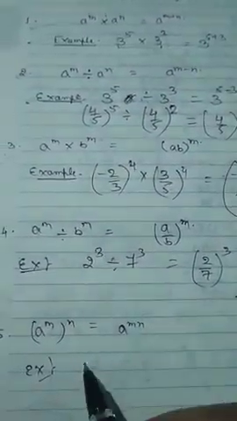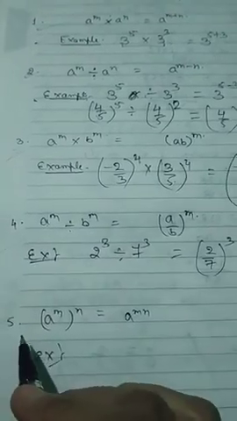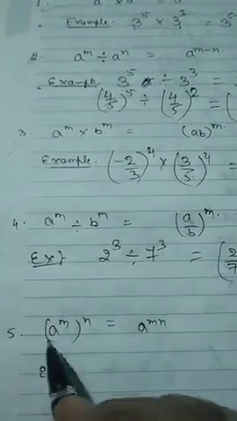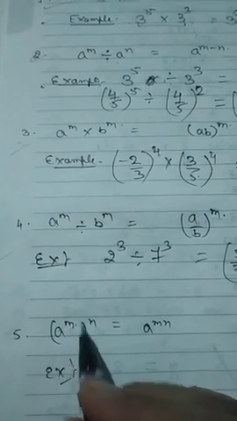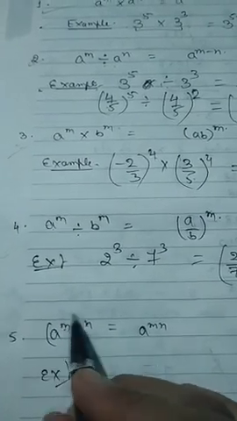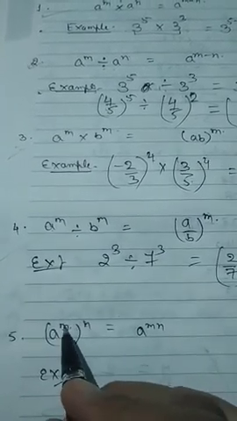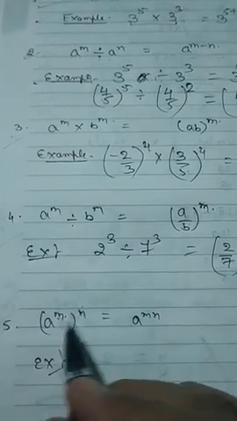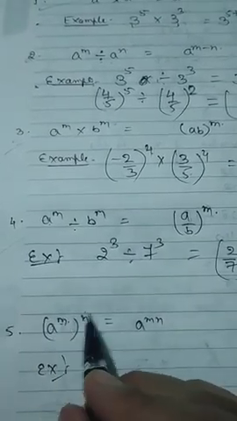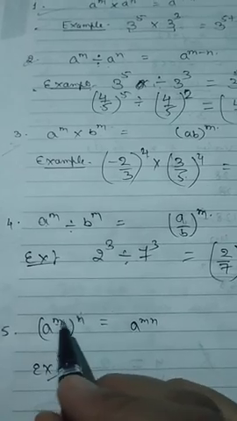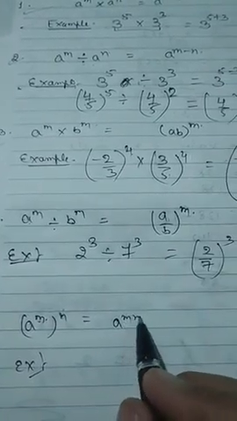Now the next law says that if there is a number like this, A to the power M and then whole to the power N, means power over power, then in this case we will multiply the two powers, M into N, and get A to the power M into N.